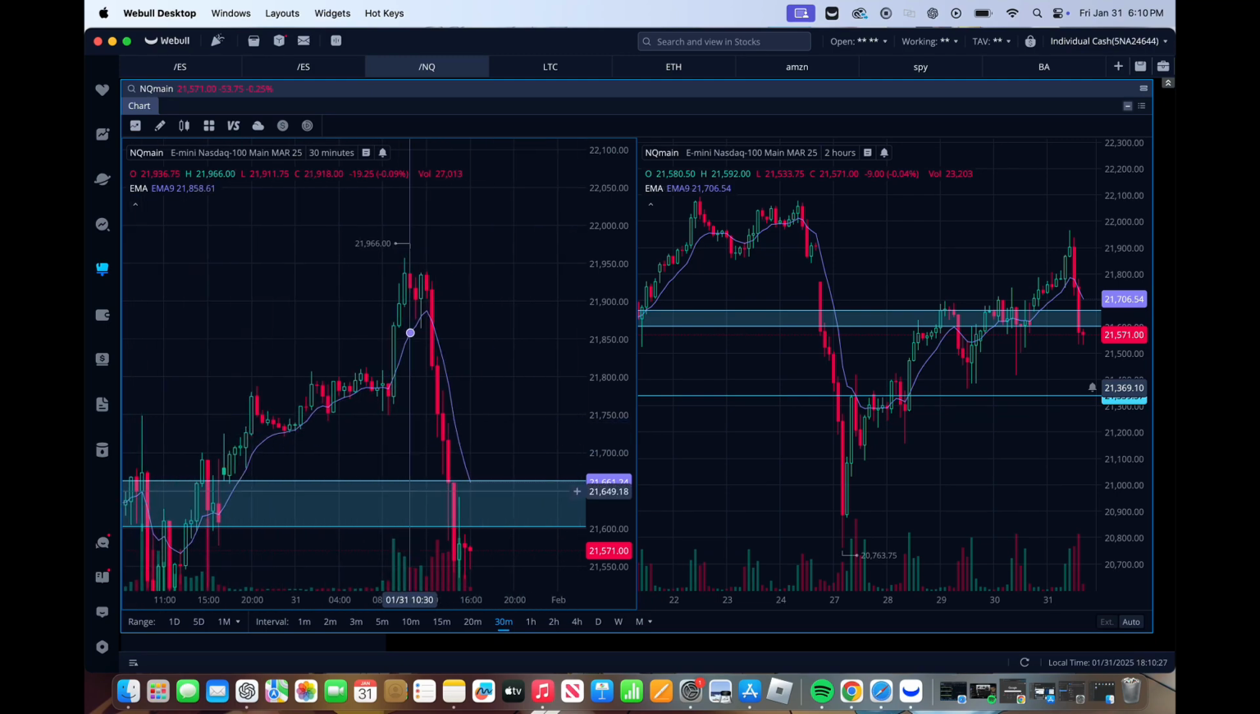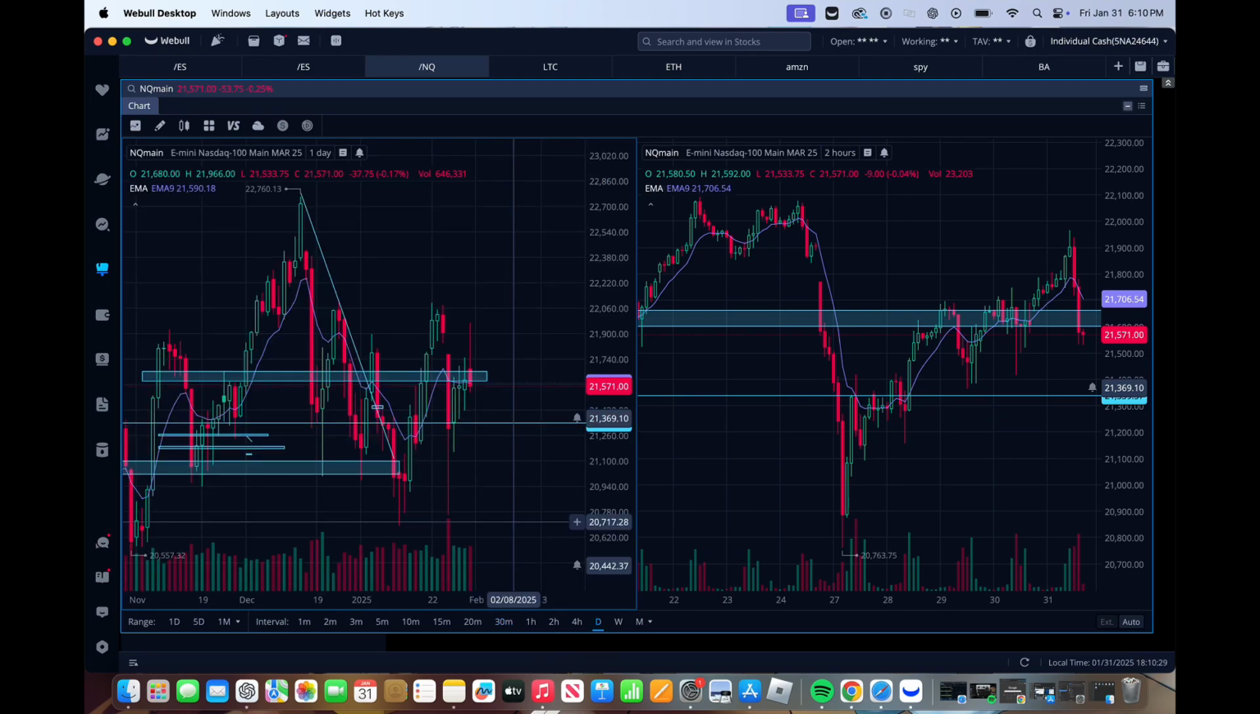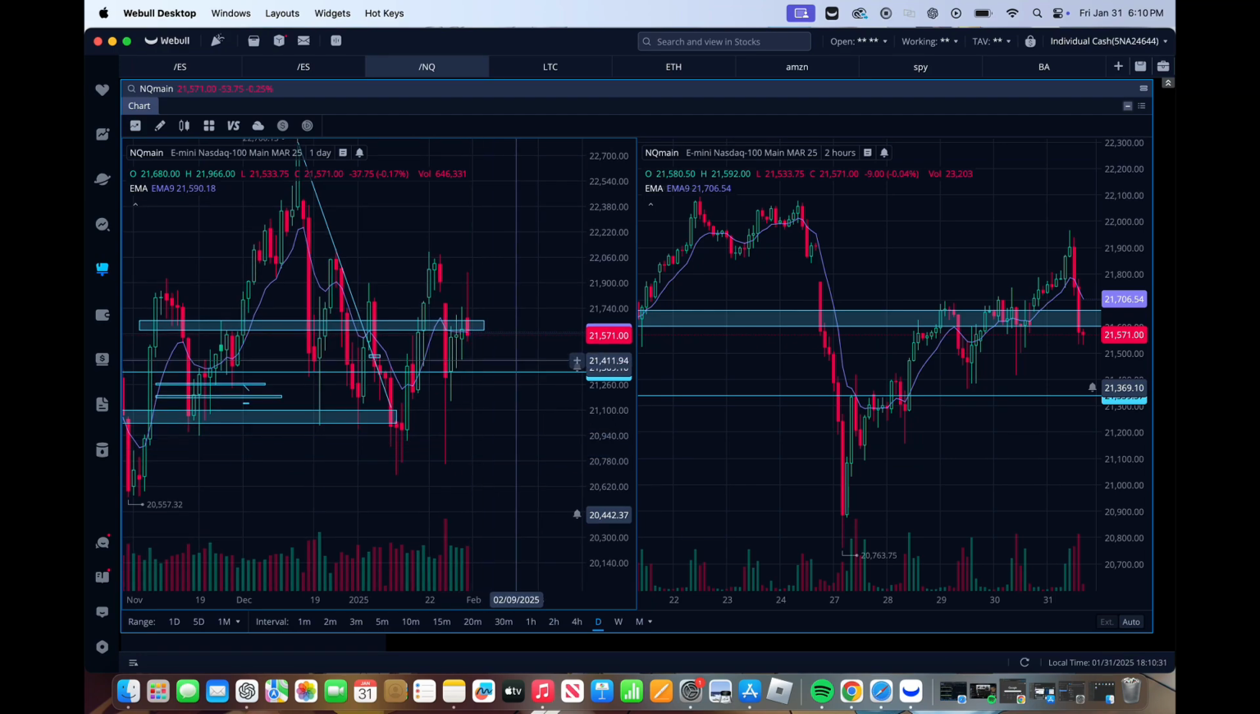But as far as the Nasdaq goes, I honestly see us going back down to 21.369, just to test support again before we make that move higher. And if we lose 21.369, 21.339, then we could go even lower.